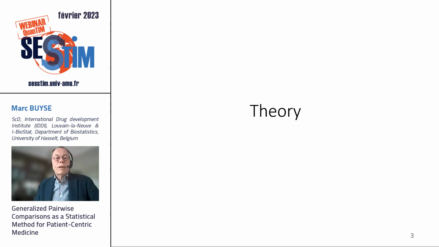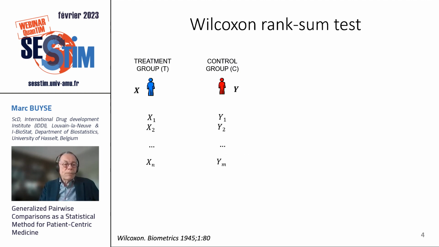So let me start with the theory. The theory of generalized pairwise comparisons goes back to the well-known Wilcoxon rank sum test. You've all seen this test in your classes on non-parametric inference. And the Wilcoxon test consists of comparing 2 groups. We will suppose that we are in the context of a randomized clinical trial where one treatment is given to a group of patients, and another treatment, maybe the control, is given to the other group of patients.